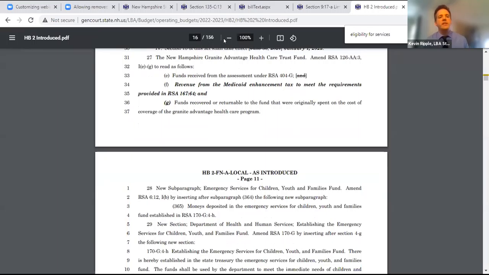Section 27 is another that, if you have any questions, I would ask the department to attempt to explain. This pertains to the use of MET revenues that go into the Granted Advantage Healthcare Trust Fund or the Expanded Medicaid Trust Fund. My understanding is that this revenue is needed to go into the trust fund in order to provide payments to critical access hospitals. But again, that's something the department can expand upon.